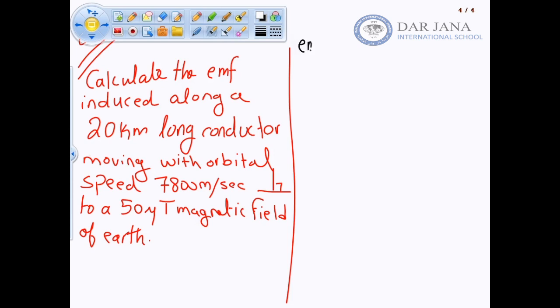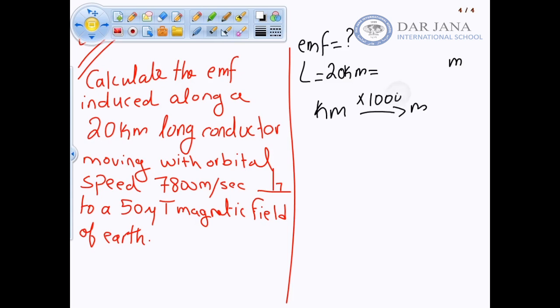Calculate the electromotive force induced along a 20 kilometers long conductor. So the length is 20 kilometers. We have to change it into meters, from kilometers to meters, multiply by 1000. So it's going to be 20,000 meters. That is moving with the orbital speed. So the velocity is 7,800 meters every second. Perpendicular, this means that the angle theta is 90 degrees.